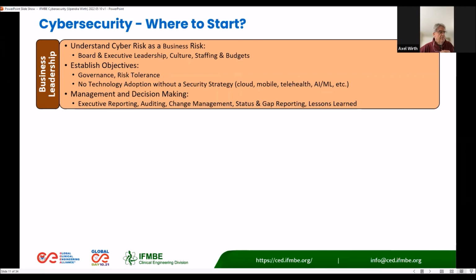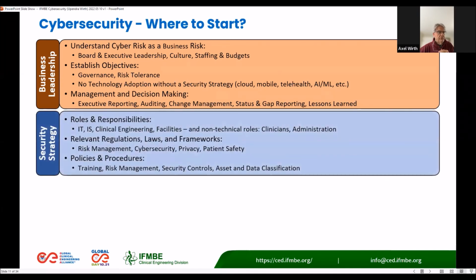And then lastly, your business decision-making needs to include cybersecurity as you receive reports from your organization, as you audit, as you manage change, as you assess the status of your business and look for gaps you need to fill. You need to include and understand cybersecurity.